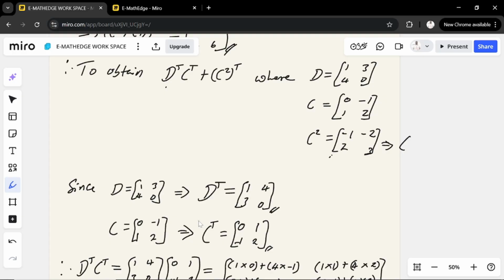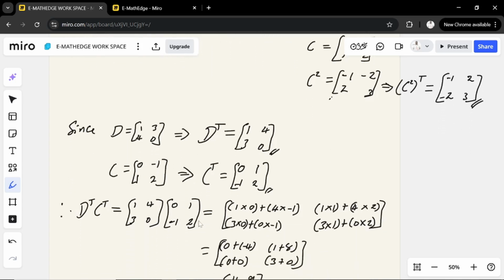This implies that C square transpose is going to be, now mind you, the easiest way to obtain a transpose of a matrix is first row becomes the first column, right? So it's going to be -1, -2, and second row becomes the second column. So it's going to be 2 and 3, right? So that's to say C square transpose is going to give us -1, 2, -2, and 3.